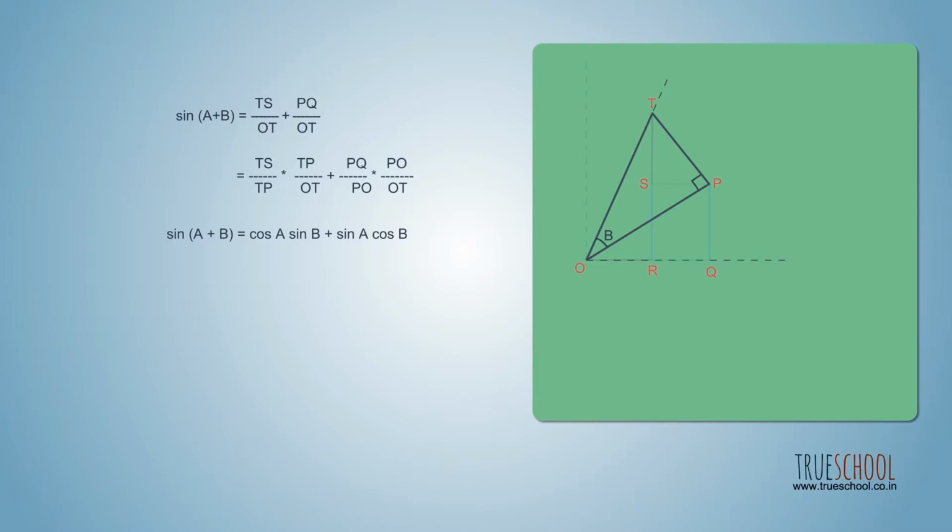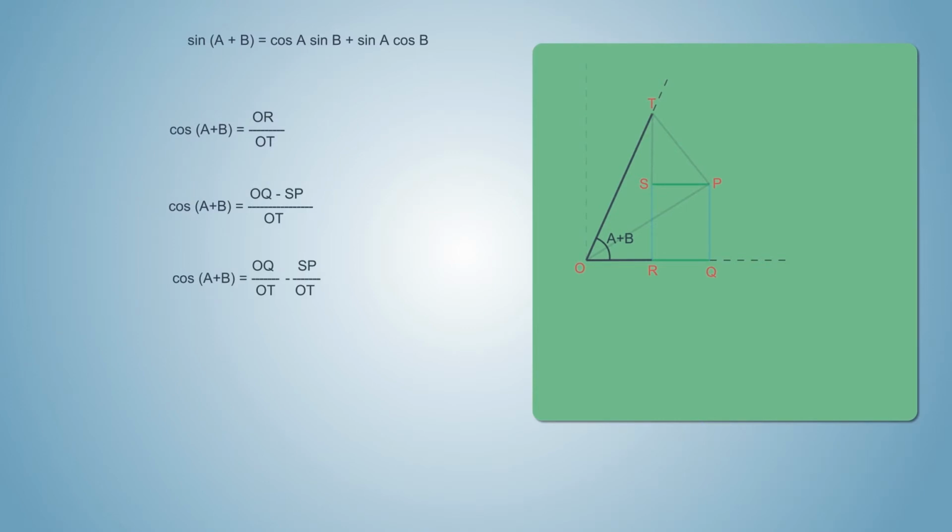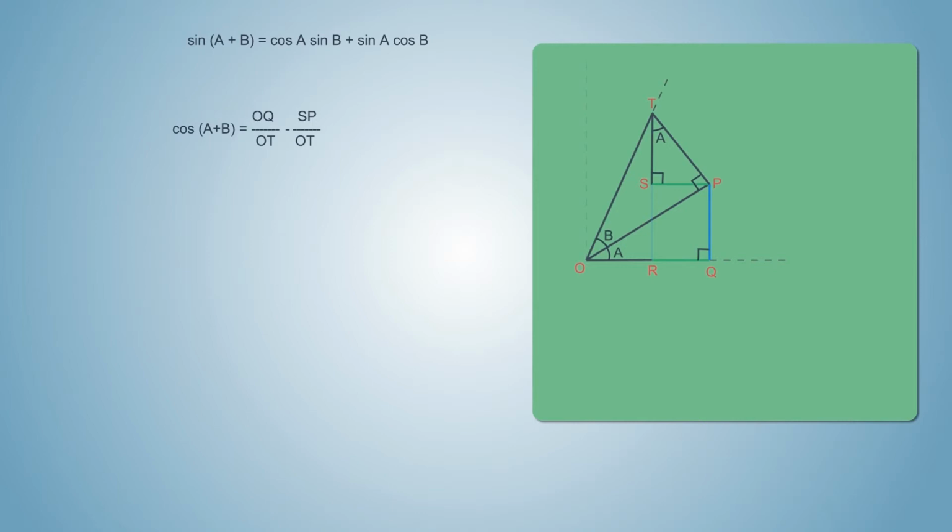Now let's find cos A plus B. From triangle OTR, we can say OR upon OT is cos A plus B. To express OR in terms of sides of the triangles containing either angle A or B, we write it as OQ minus SP. So cos A plus B becomes OQ upon OT minus SP upon OT. Now we'll do a similar manipulation as we did for finding sin A plus B. We will multiply and divide this term with OP and the next with TP. Hence we get cos A plus B to be cos A into cos B minus sin A into sin B.